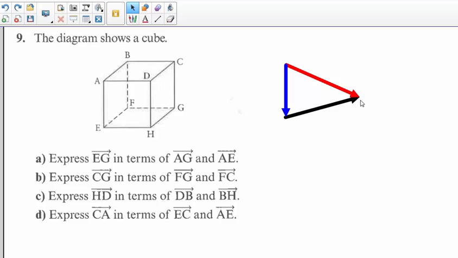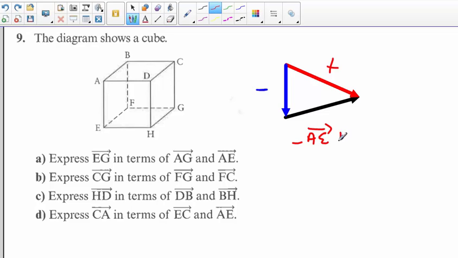If this is the path I want to take, what I really want is the negative of this blue one plus the positive of the red one. And so the blue one was A to E. I really want E to A. But again, the question suggests I should be using AE, so we're going to go with the negative of AE plus the red one here, sorry, which is A to G, and that will give us the EG that we wanted.